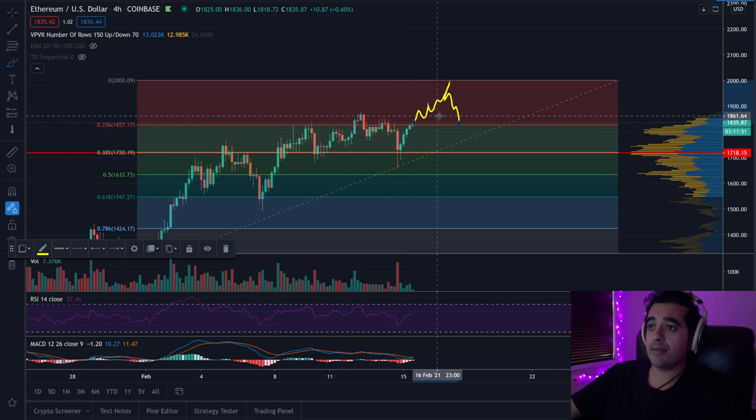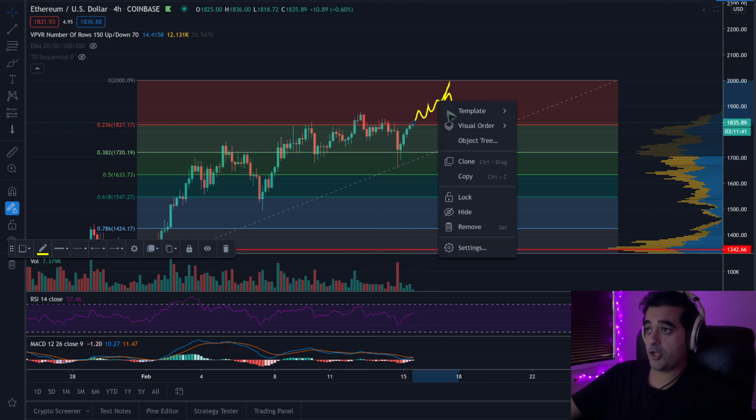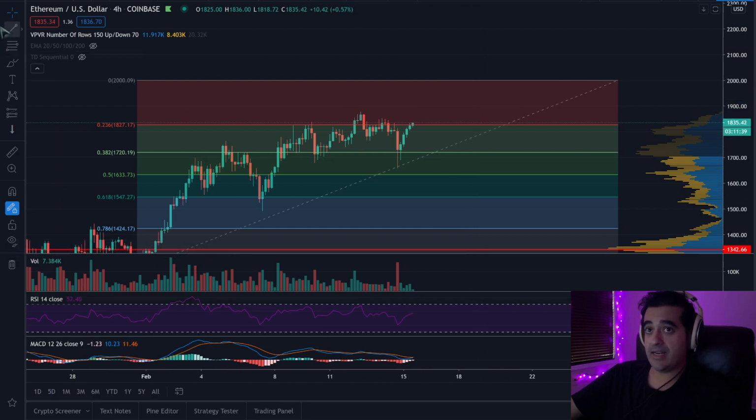So with Ethereum, I'm not seeing any issues. This was a very minor correction we saw with Ethereum, and it hit the perfect levels to keep moving. So Ethereum, in my opinion, looking very, very good. I'm going to hide this so we can look at it another time. All right, and now we are going to move on to EGLD.